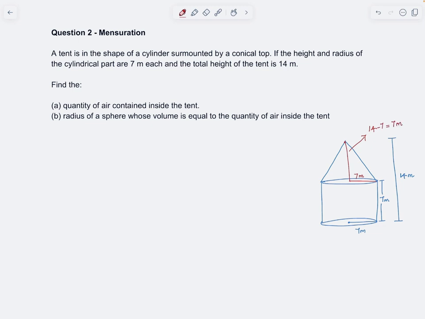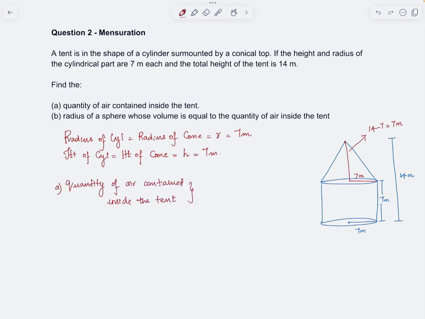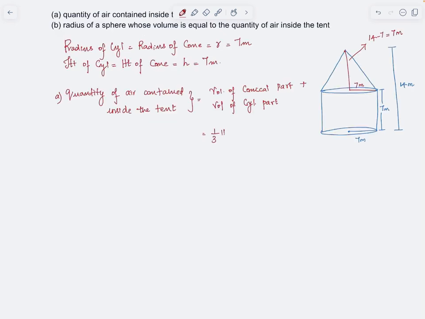Subdivision A, find the quantity of air contained inside the tent, which means we have to get the volume of the space inside the tent. Quantity of air contained inside the tent will be the sum of the volume of the conical part and the volume of the cylindrical part, which is 1 by 3 pi r square h plus the volume of the cylindrical part, pi r square h. On adding these two, we get 4 by 3 pi r square h.